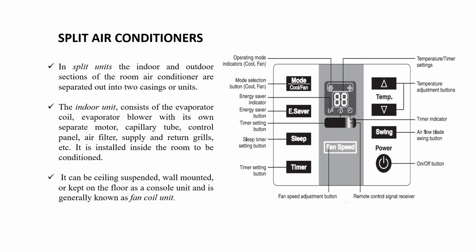The indoor unit consists of an evaporator coil, an evaporator blower with its own separate motor, a capillary tube, and a control panel which controls the flow of air. We also have an air filter and return grills, etc. These are the equipment we have in the indoor unit. It is installed inside the room, and it can be ceiling suspended or wall mounted, or it can be kept on the floor as a console unit, and is generally known as a fan coil unit.